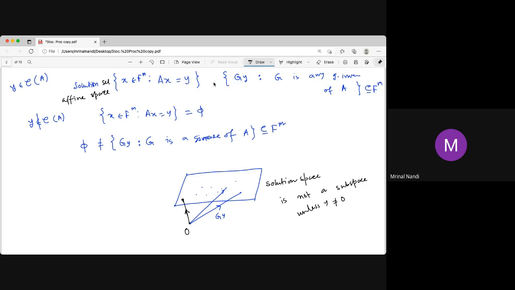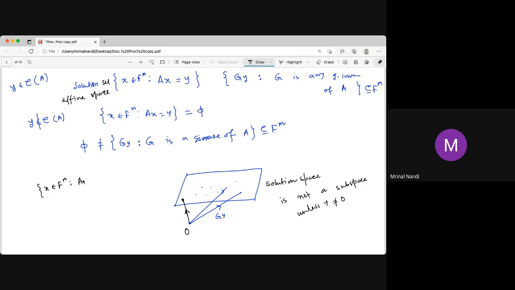So that was just a correction. Now what happens if we consider y in the column space of A? Then there is a solution, and the collection of all these solutions is called an affine space. This affine space is actually this solution space. What is the solution space?